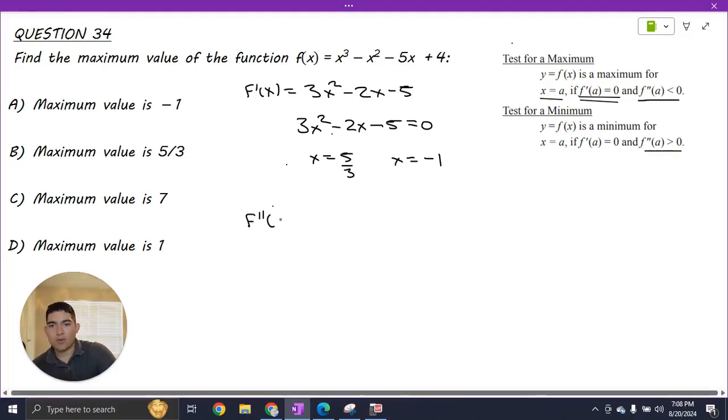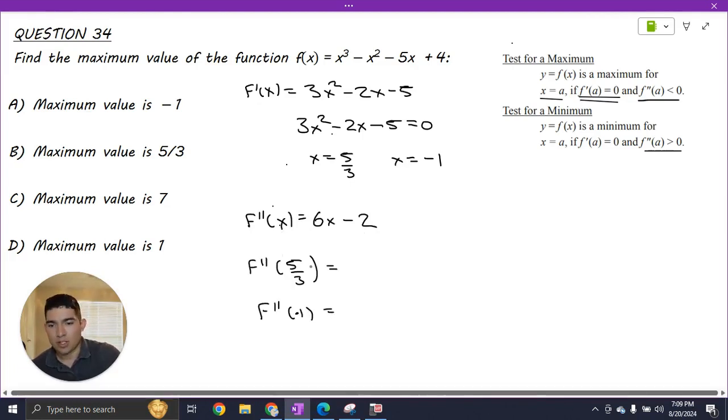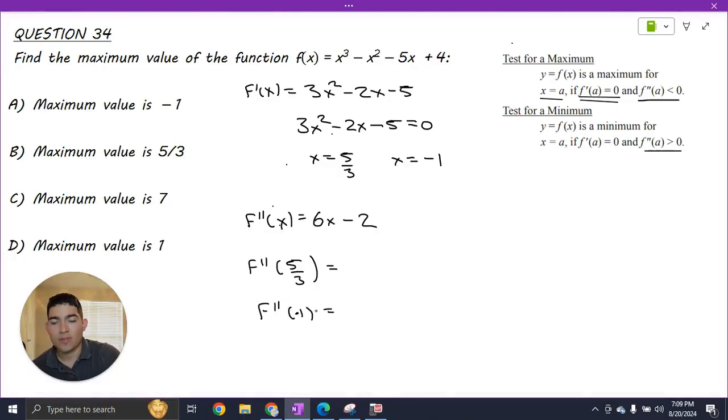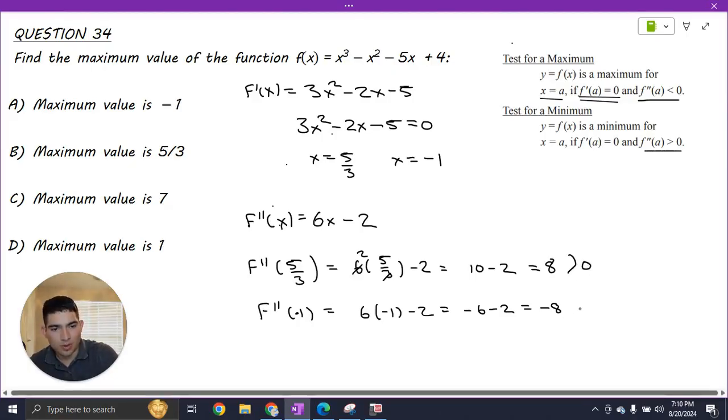So first of all, let's find the second derivative of our function. In this case, the second derivative is going to be 6x minus 2. So let's go ahead and plug in f double prime of 5/3 and f double prime of negative 1. So this is going to be the results of plugging in our roots into the second derivative. We're going to get positive 8 and negative 8. So this one's going to be greater than 0. This one's going to be less than 0.